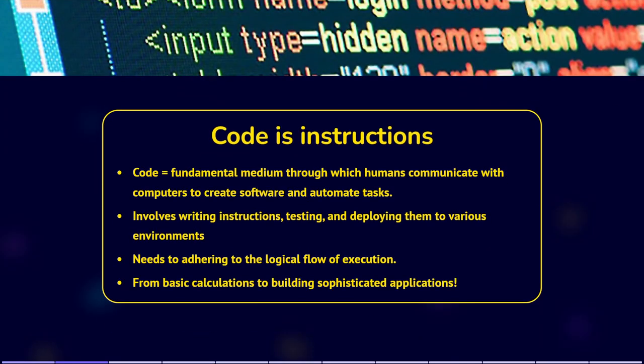Code is instructions. In summary, code is the fundamental medium through which humans communicate with computers to create software and automate tasks. It involves writing instructions, testing, and employing them in various environments, all while adhering to the logical flow of execution. Through code, developers harness the power of computers to accomplish a wide range of tasks, from basic calculations to building sophisticated applications.